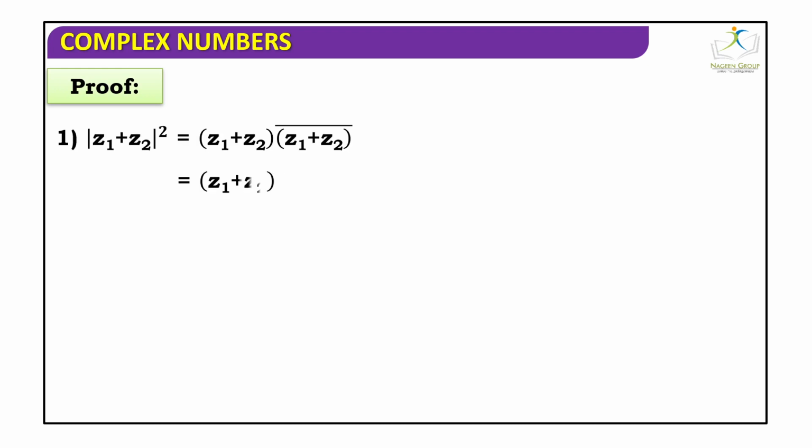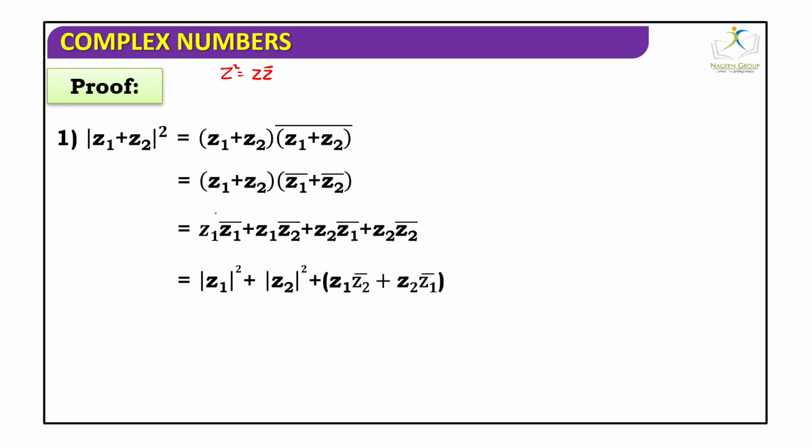Now, let's derive the proof of it. If we have z1 plus z2 whole square, how to write it? A modulus square is z into z bar. So (z1 plus z2) into the conjugate of (z1 plus z2). The conjugate can be separated according to the properties. Now multiply: z1 z1 bar plus z1 z2 bar plus z2 z1 bar plus z2 z2 bar.